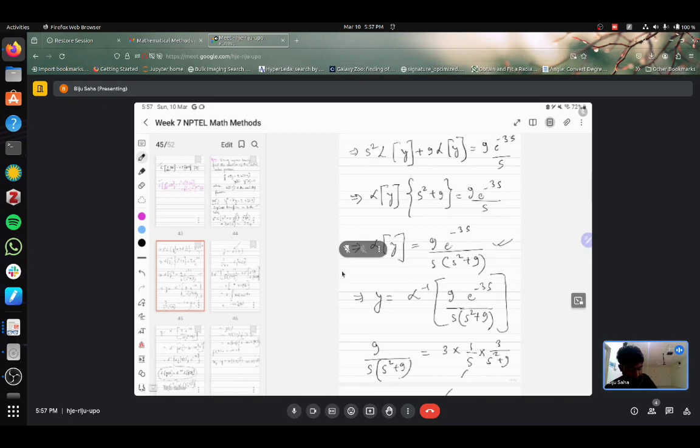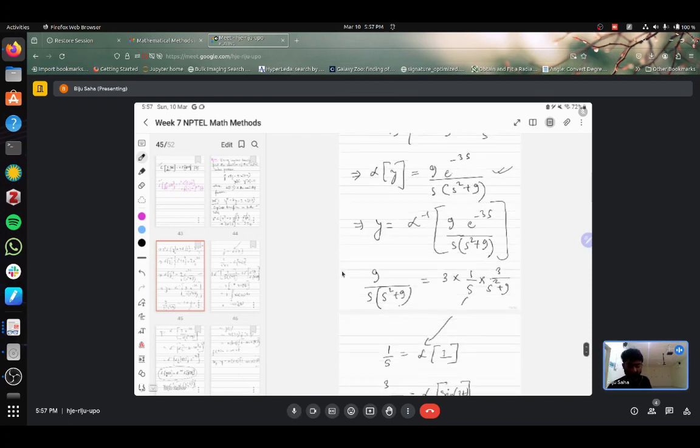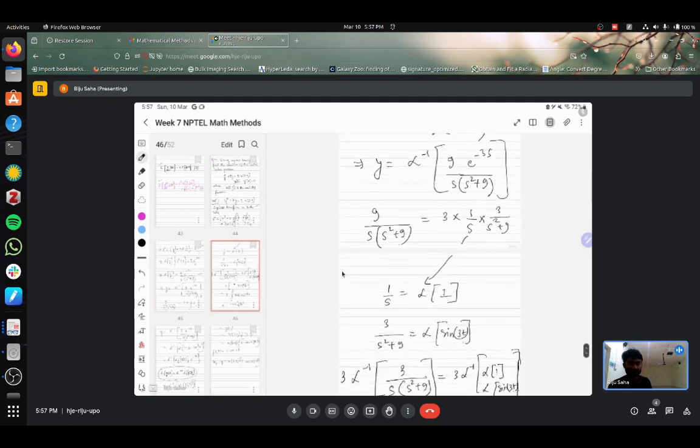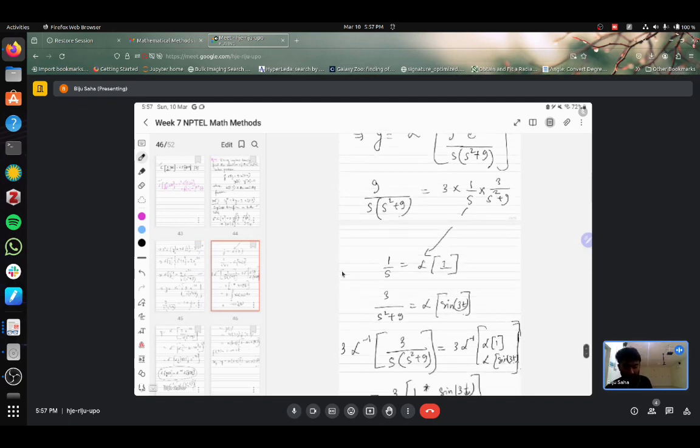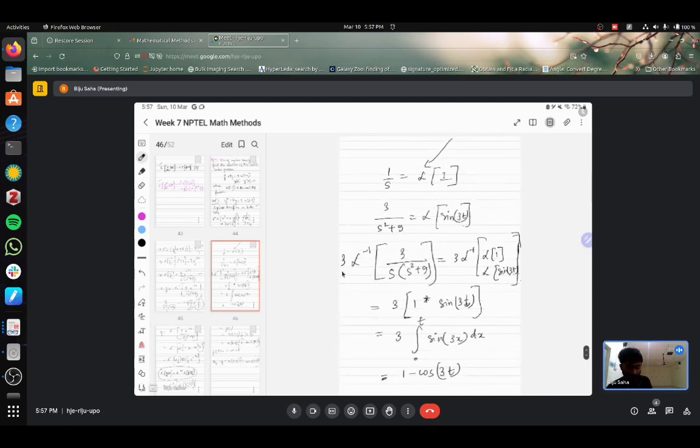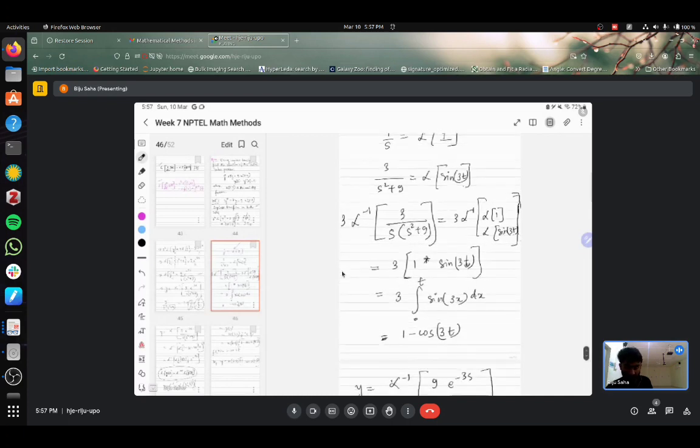So in the next step, what we have to do is carry out the inverse Laplace transform. The process of inverse Laplace transform is what made it complicated, otherwise it is simple. First of all, you have to figure out a few known forms. One known form was 1 by s, and the other known form is 3 by s square plus 9, because they are the Laplace transform of 1 and sine 3t respectively. Once you could figure that out, then you apply the convolution theorem to get the value of this inverse Laplace transform.